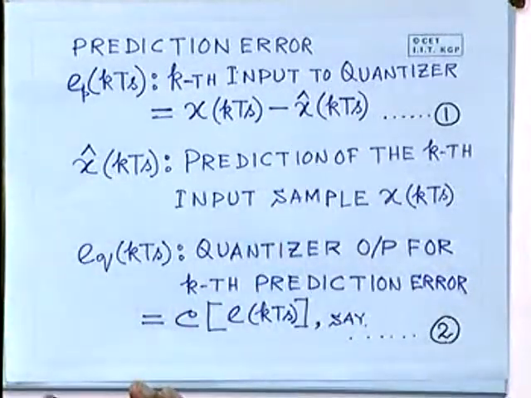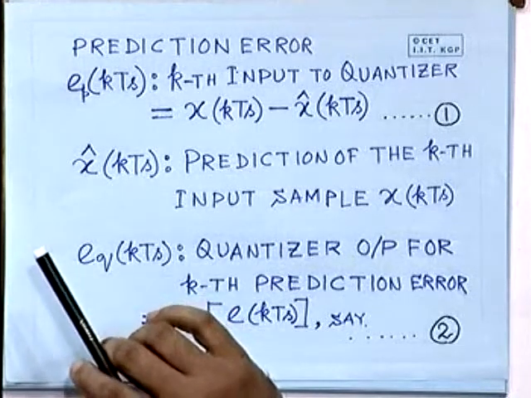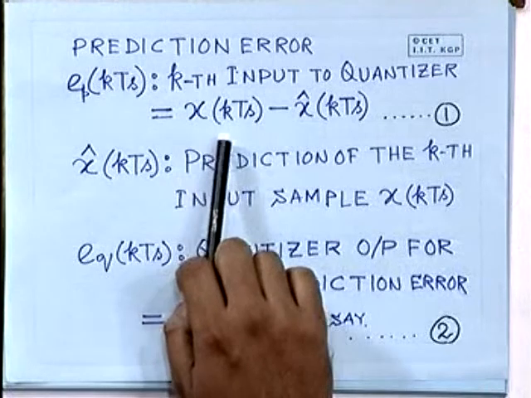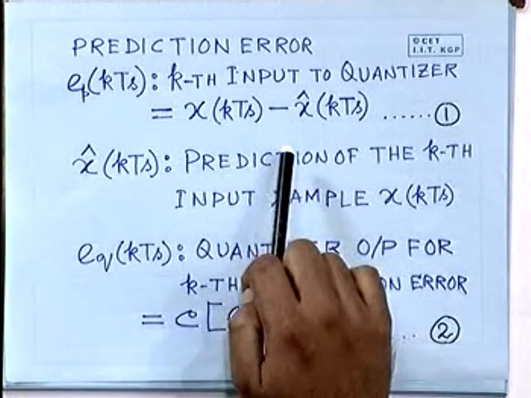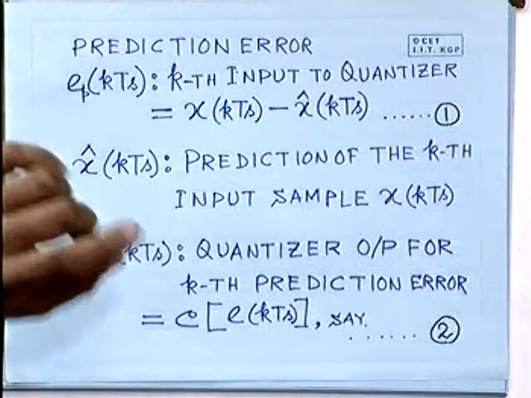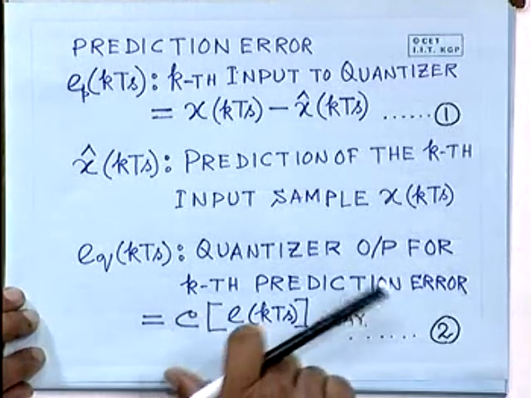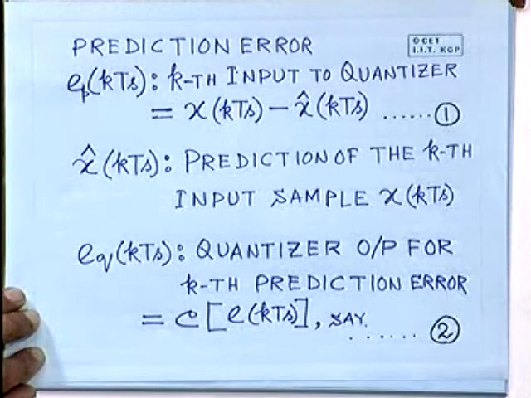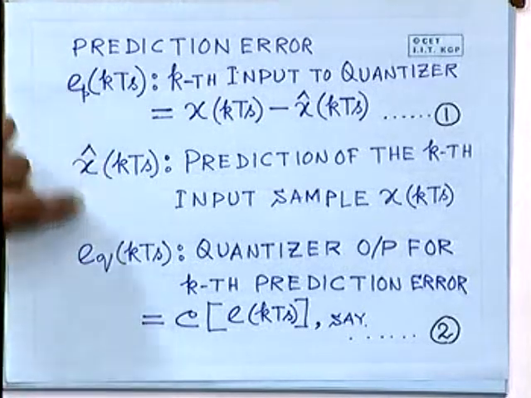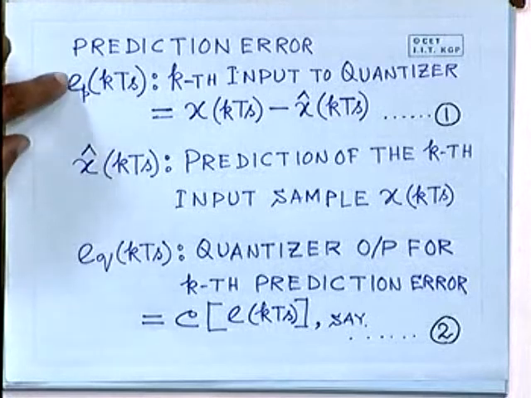So, I am introducing the description of the parameters here. EPKTS, as I said, is the kth input to the quantizer, which is the difference of the actual input speech sample XKTS and the corresponding predictor output X cap KTS. And X cap KTS is the prediction of the kth input sample. The predictor is predicting what this kth input sample would look like. And EQKTS is the quantizer output for the kth prediction error. That is, EQKTS is the quantizer output for this input EPKTS, which is the kth prediction error.